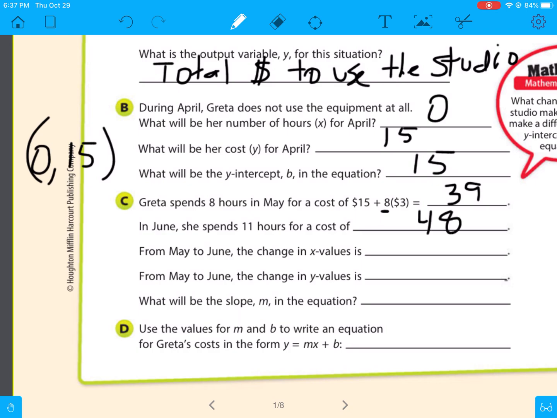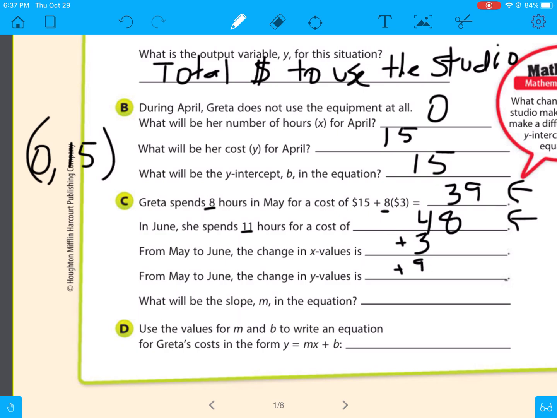So from May to June, the change in your x values, which are the number of hours, if you look, it goes from 8 to 11. So it goes up 3. So here's the 8 to 11. Now from May to June, the change in the y values are the ones that we wrote here. So it goes from 39 to 48, so it goes up 9.